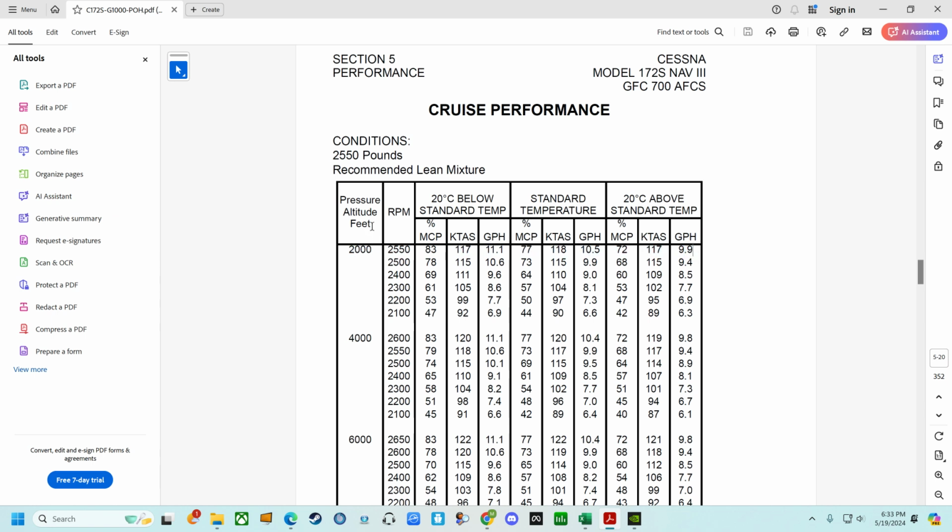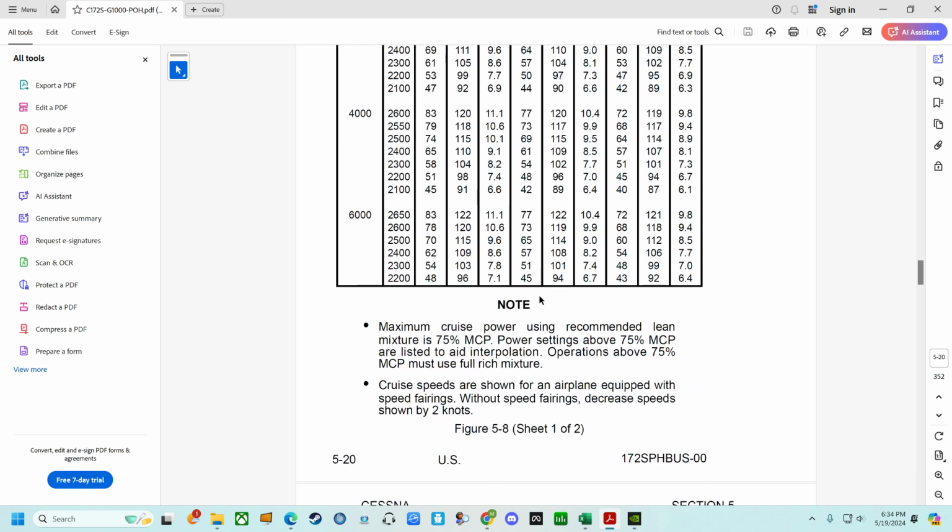So if I'm here at a pressure altitude of 2,000 feet and I'm flying at 2550 RPM, which is basically almost full throttle in my Cessna 172, I can expect to go 117 as my indicated airspeed and burn almost 10 gallons per hour if my aircraft weighs 2,550 pounds and I'm leaning the aircraft correctly.